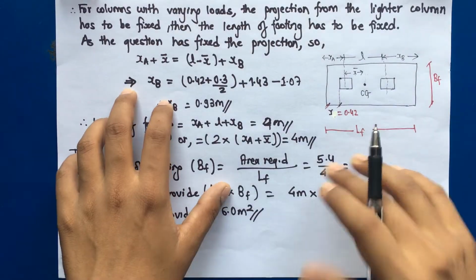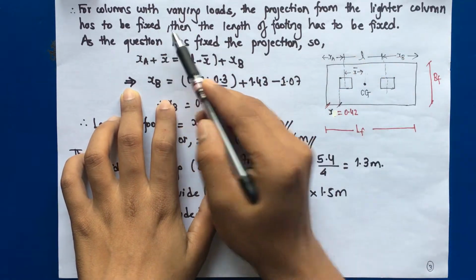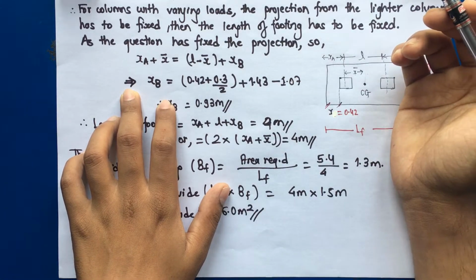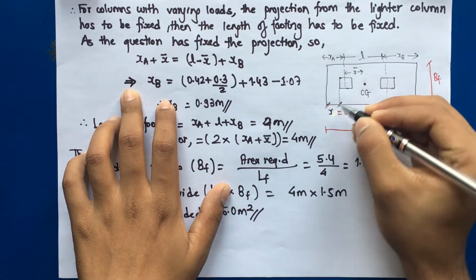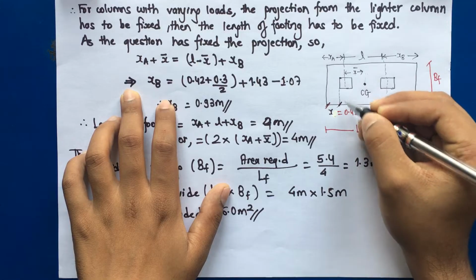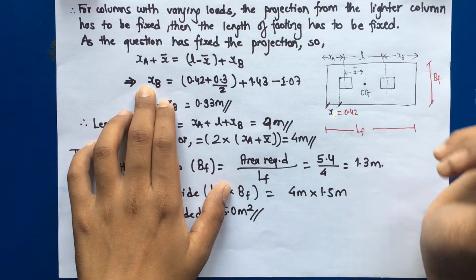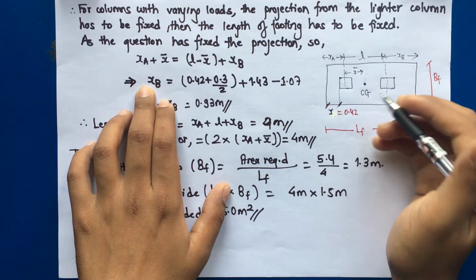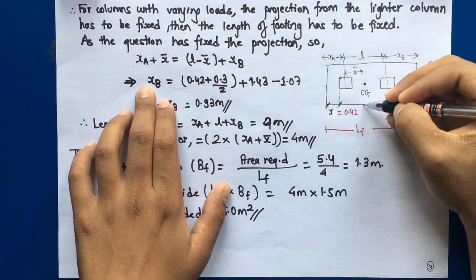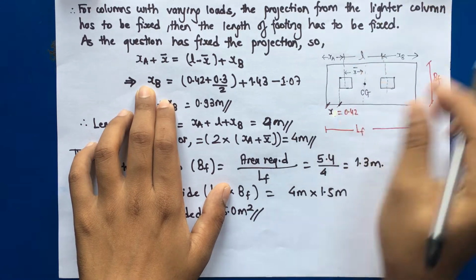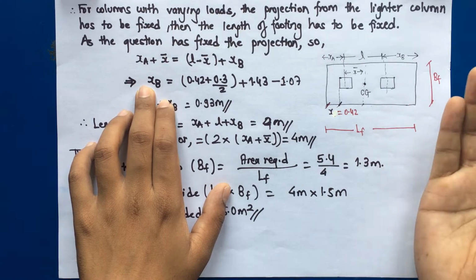I'm again making it clear: for columns with varying load, the projection from the lighter column has to be fixed, then the length of the footing has to be computed. But as the question has already fixed the projection, we don't have to worry about it, and it is 0.42 meters. So x is equal to 0.42 meter, and to determine the length of the footing we have to understand the concept of center of gravity. If we assume this as the center of gravity, then this much portion and this much portion should be equal. That is the concept of center of gravity.